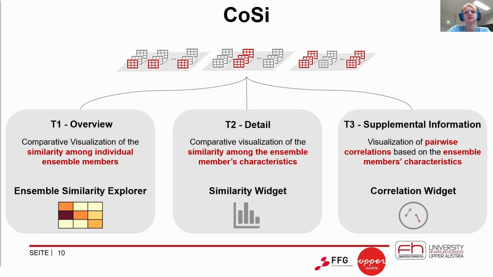Secondly, we would need a visualization in which a comparison among the ensemble members' characteristics would be possible. So here it was important that the details which would be lost in the overview visualization could be made available again. And lastly, the experts needed some additional information in which they could make assumptions about the pairwise correlations of the characteristics. And to accomplish these 3 different tasks, we developed 3 different visualizations. The Ensemble Similarity Explorer to show an overview, the Similarity Widget to get more detailed information, and the Correlation Widget to get information about the correlations.